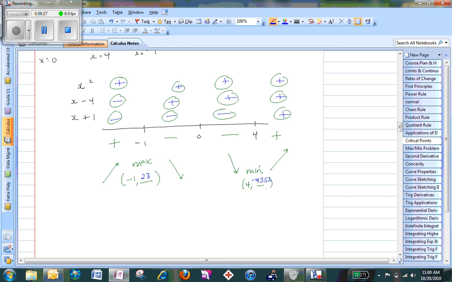Well, that's great. Now I also want my increasing. So it is increasing from negative infinity to negative 1. It's also increasing from 4 to infinity. It is decreasing from negative 1 to 4. Despite the fact that there's like a little blip or a little plateau at 0, that doesn't really matter. It's still going down after that.